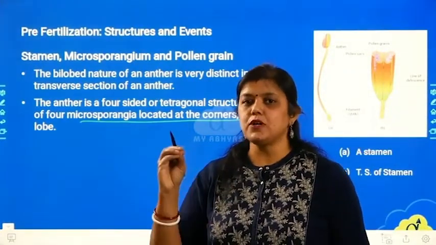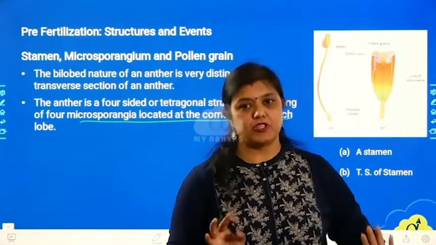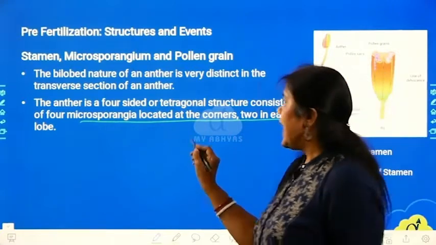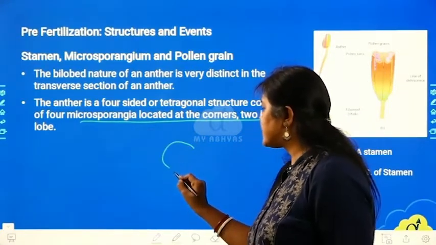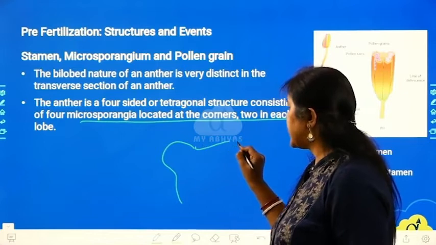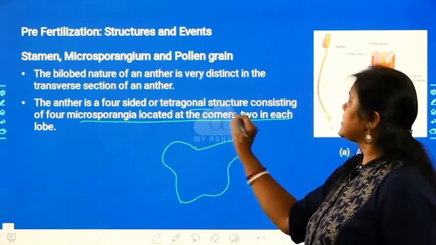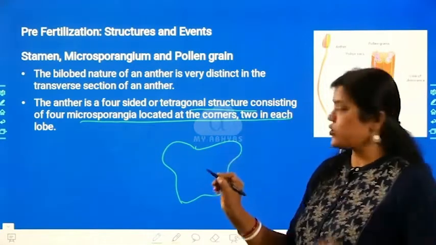This sentence tells you the complete meaning of this particular picture, if you understand this properly. The anther, what is it? It has a tetragonal structure, or it is something like this. Okay, the structure will be like this. Tetragonal structure consisting of 4 microsporangia.